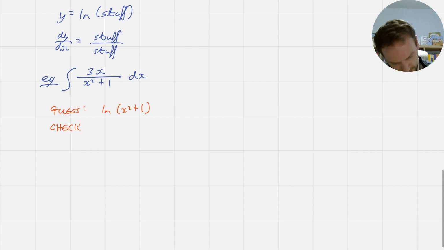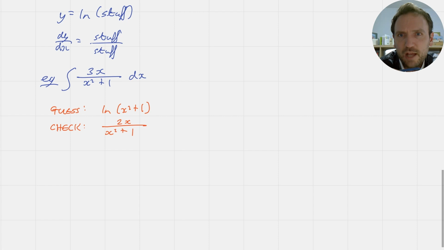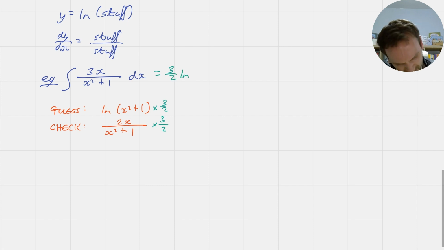So when we try differentiating that, we're going to get stuff differentiated, which is 2x over stuff, which is x squared plus 1. And now let's compare with what we've got. Our denominator is perfect. We've got x squared plus 1 there. Our numerator, we've got 2x. We want 3x. So what can we do? Well, we want that to be 3 over 2 times bigger. So we want to multiply our check by 3 over 2, which means we want to multiply our guess by 3 over 2. And our answer is going to be 3 over 2 ln. And at this point, I'm going to put the moduluses in, but if you don't know why, don't worry about that for now. You will get up to that, and then we've got our plus c there.